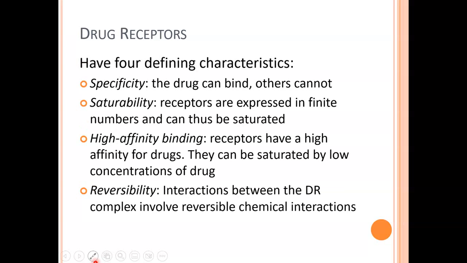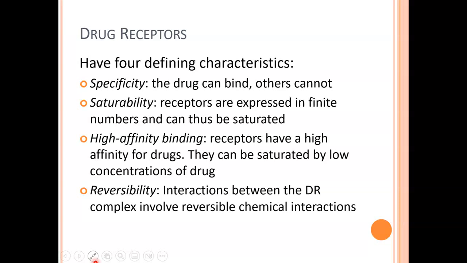So, drug receptors, they have 4 defining characteristics. Firstly, they are specific, or they have specificity, which means that the drug can bind, but most others cannot. It is like looking for its match.